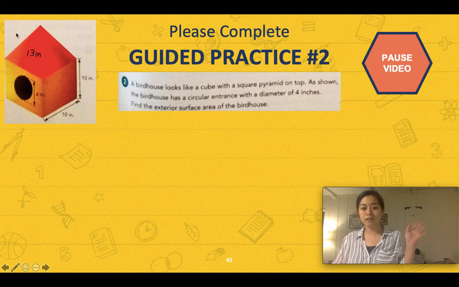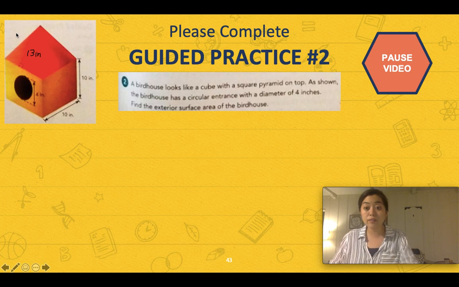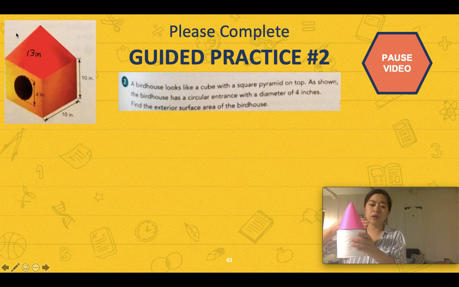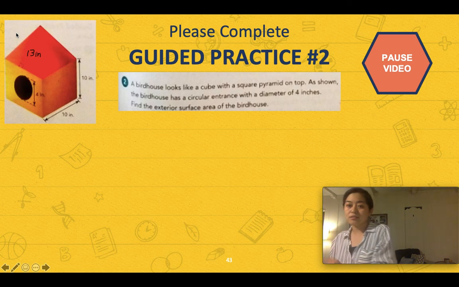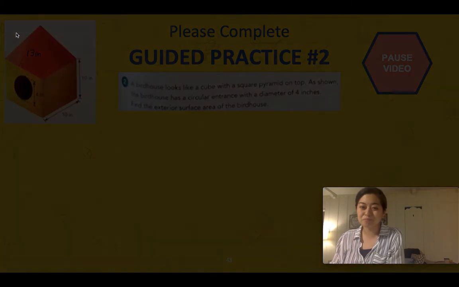And if you can't see it clearly, refer back to your book to help you. This is on page 165, and it's the guided practice. So pause the video, give it a try, try to figure it out, okay? Surface area only accounts for, remember, just the outside part of the whole composite solid. All right, so I'll see you soon, and when you're ready, press play again.